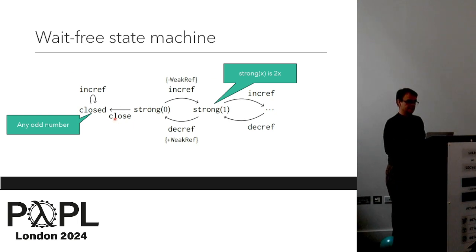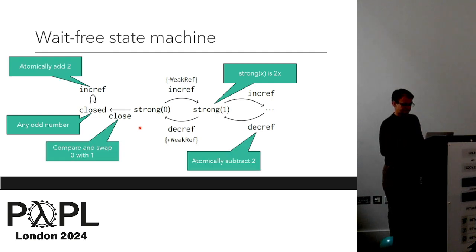And the close is a CAS, but I only have to try and turn it from 0 to 1. And if I CAS from 0 to 1 and I fail, well, that means it isn't strong 0 and someone's come in and done an incref at the same time. So I think that's atomically subtract. I think I said all those without this slide.